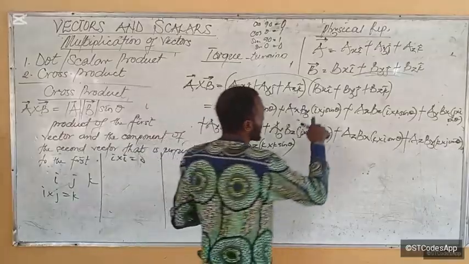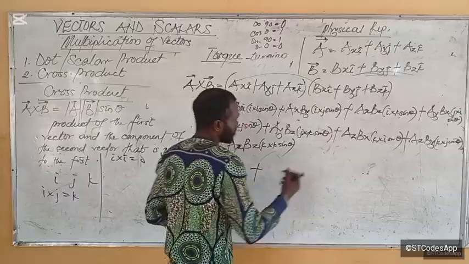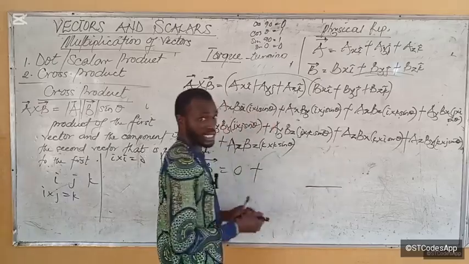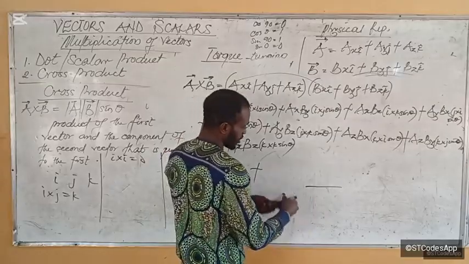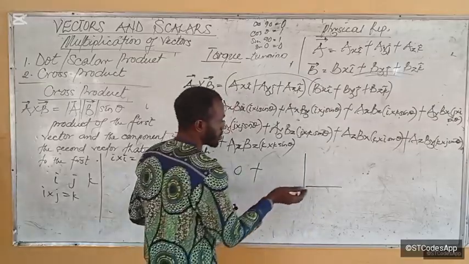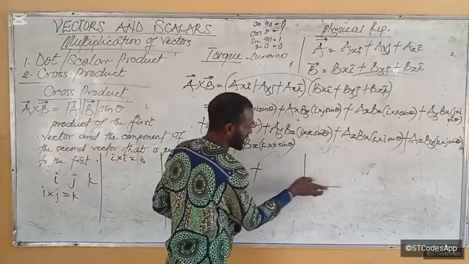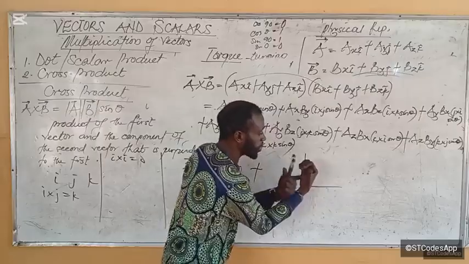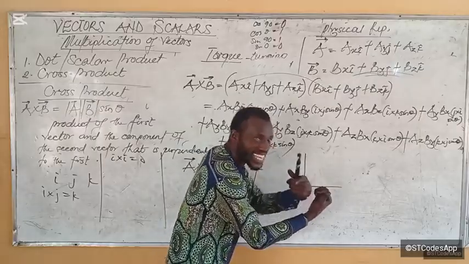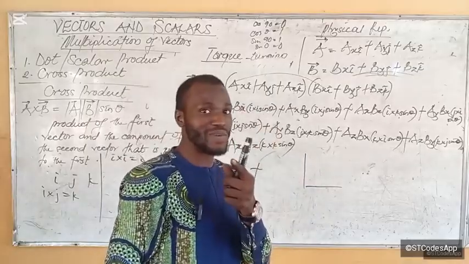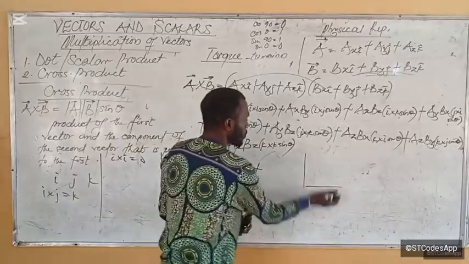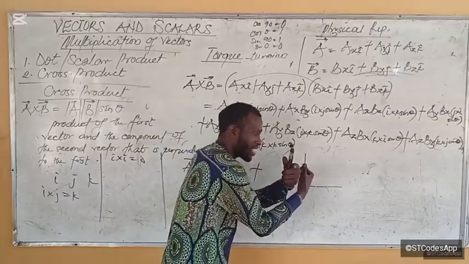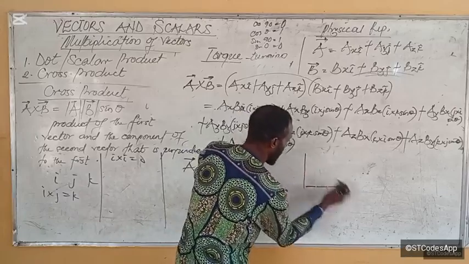Now look at this one. We now cross I and J. I is in this direction, the x-axis, right? J is in this direction. How do we cross it? I is here, J is here, so we cross like this. If we cross like this, our thumb is pointing where? Outside. What is outside? K direction. Do you feel me now? We cross I to J and it gives us K direction. Does that make sense?